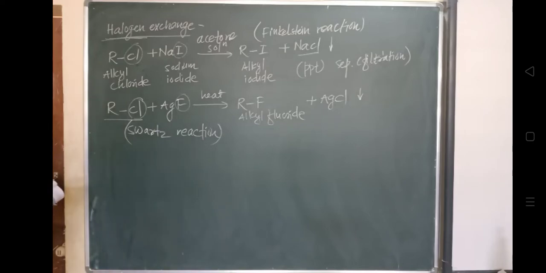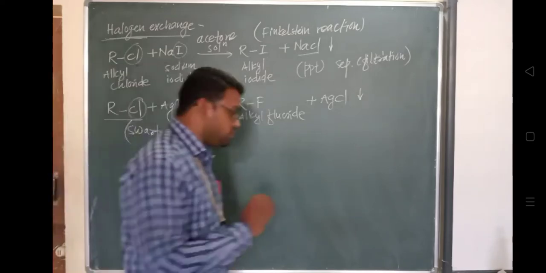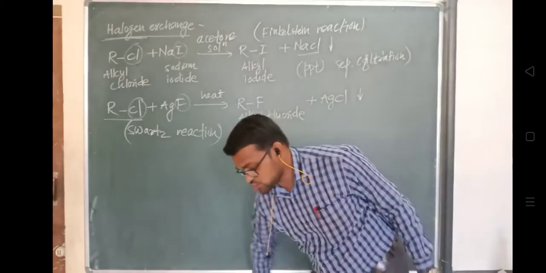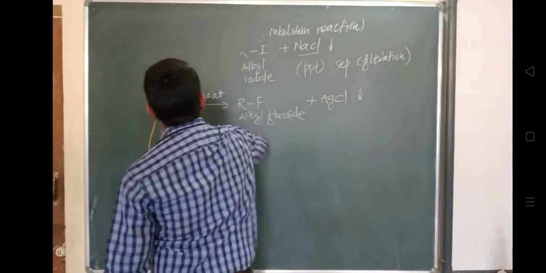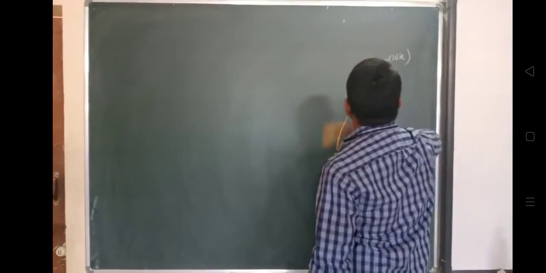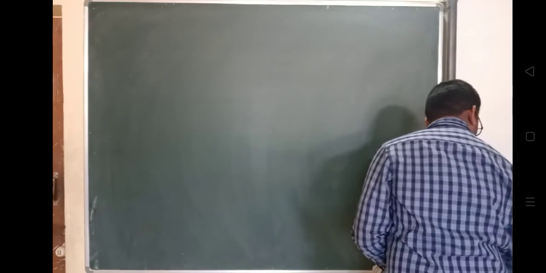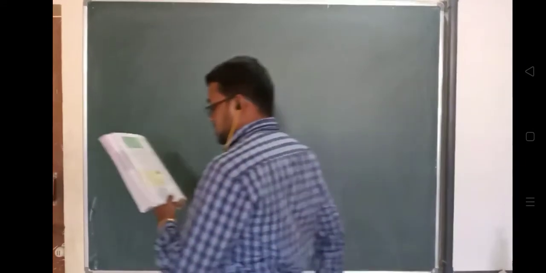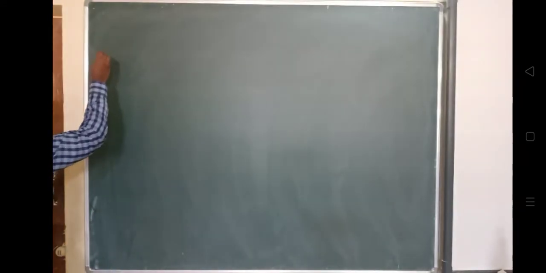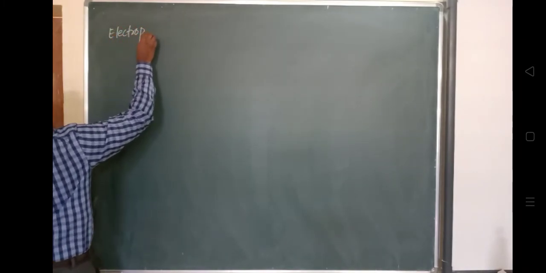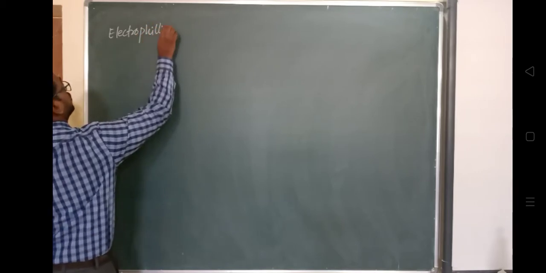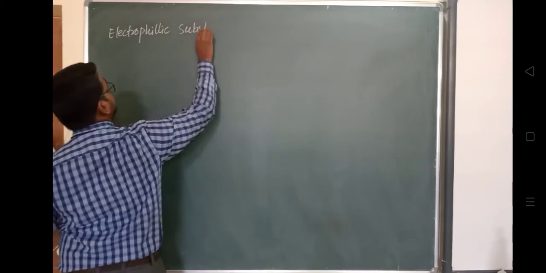Now we'll discuss electrophilic substitution, how electrophilic substitution takes place in halogen derivatives. So the next one is electrophilic substitution.